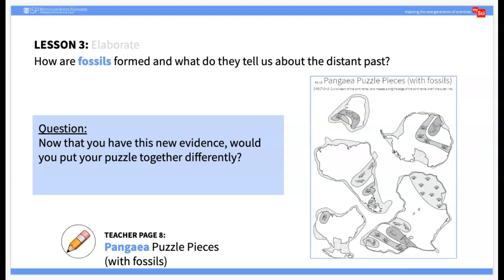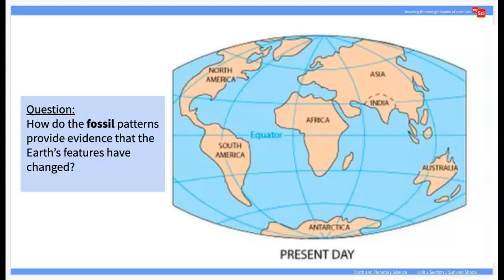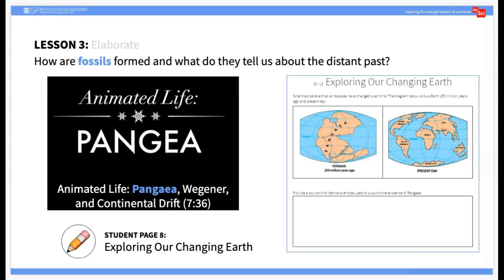constructed the puzzle. Next, students will compare their puzzle to maps of Pangaea and determine whether the models look the same. Students will also compare their Pangaea puzzle to today's Earth and discuss how fossil patterns provide us with information about how Earth's features have and continue to change. Lastly, students will obtain information from a video resource in order to complete analysis questions about the formation of Pangaea on the Exploring Our Changing Earth student journal page.